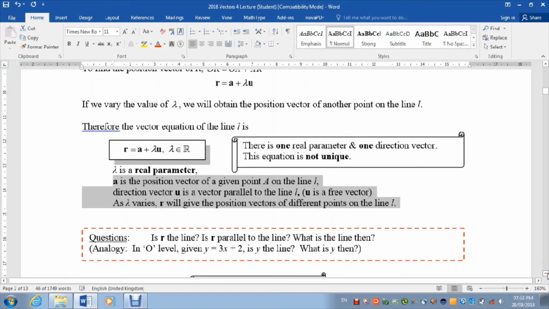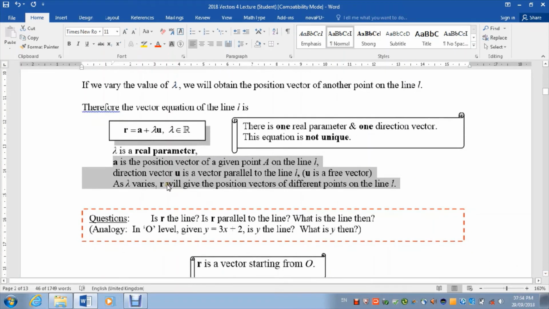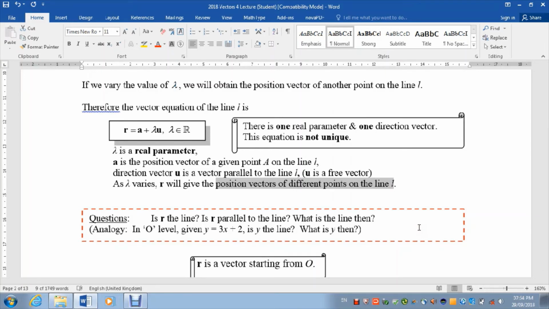Now, there is always a common misconception of what is R. You think that R is a line, but R is not a line. We already mentioned here R is a position vector of different points on the line. That's something you have to remember and be very clear about, because past A-level questions did ask what is R. If you say R is a line, then it is not correct. It is actually position vectors of the different points on the line.